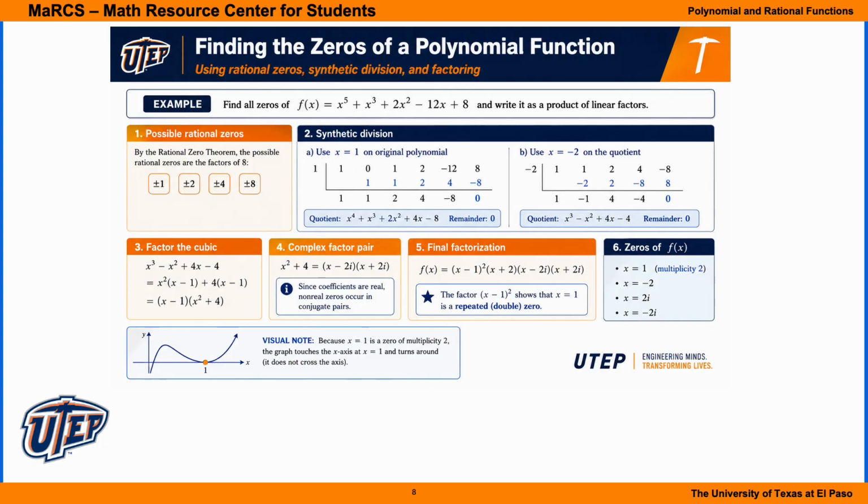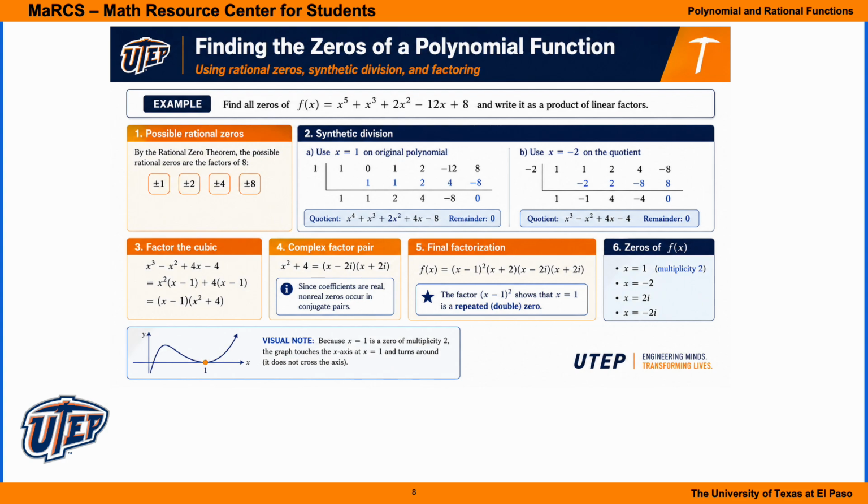So 1, 0, since we have no x to the power of 4 term, 1 for x cubed, 2 for 2x squared, negative 12 for negative 12x, and 8 for our constant term. We drop the 1, so now we have 1 times 1, and that is equal to 1, so 0 plus 1 is equal to 1.